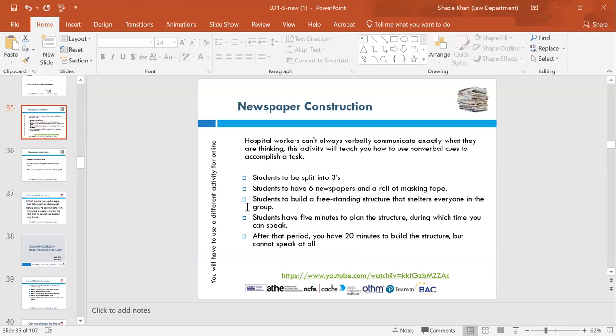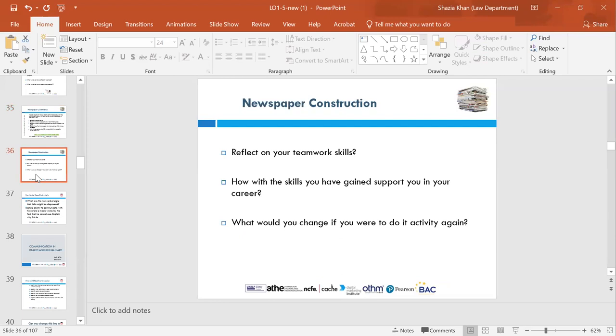Students to be split up in threes. Students to have 6 newspapers and a roll of masking tape. Students to build a freestanding structure that shelters everyone in the group. Students have 5 minutes to plan the structure, during which time they can speak. And after that period, you have 20 minutes to build the structure but cannot speak. So there's a video there in regards to the newspaper construction activity.